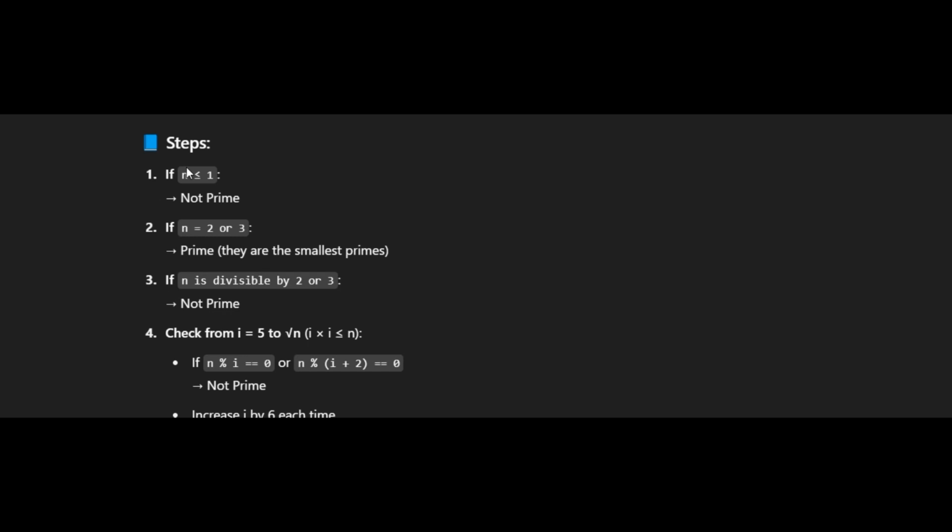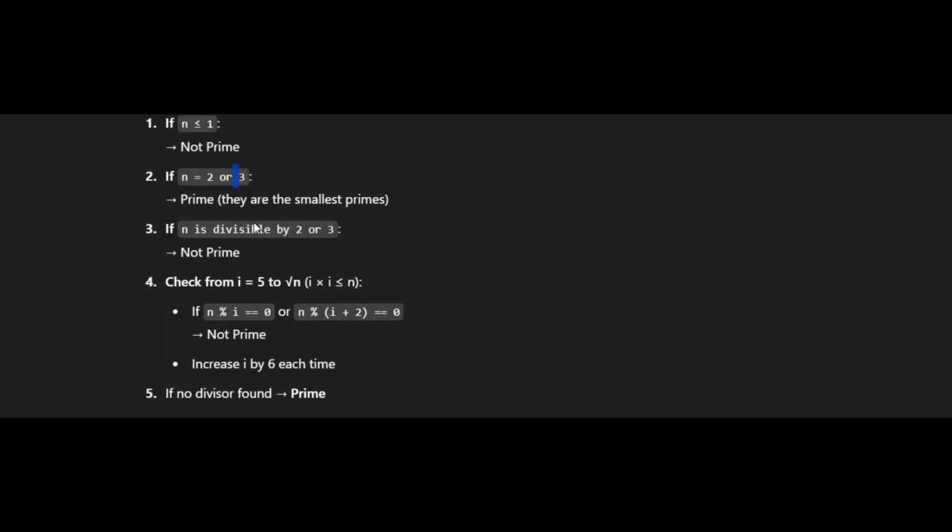Suppose the value of n, the input value, is less than 1, then it cannot be prime. It's not a prime number. If n is equal to 2 or 3, then it is a prime number, and 2 and 3 are the smallest prime numbers available. If n is divisible by 2 or 3, it's not prime.